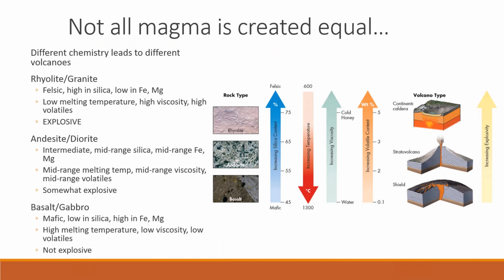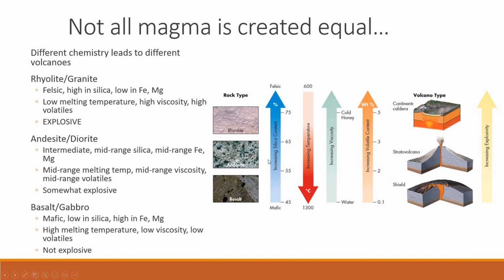Not all magma is going to be created equal. Different chemistries will lead to very different volcanoes. So our more felsic materials, which is going to be our rhyolites and our granites, they are high in silica. That's why they're felsic. They don't have a lot of iron and magnesium. Again, that's why they're felsic. They have the lowest melting temperatures, but the highest viscosities, and they also tend to have very high volatiles. This means these are very explosive types of magmas.